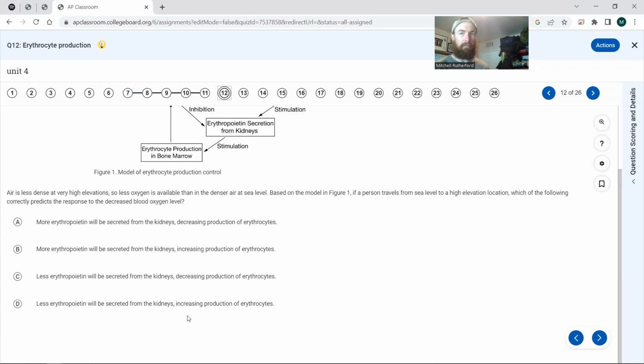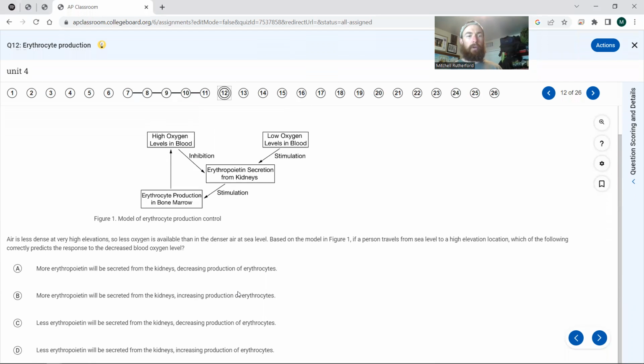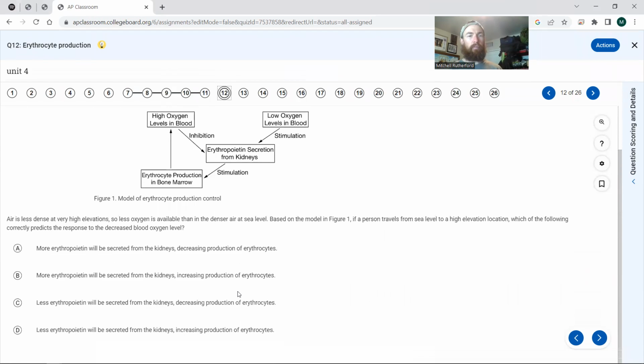This is a classic: find whether it goes up or down, and then does that cause up or down? If you don't know anything about erythrocytes and erythropoietin here, we could just look at the arrows. The arrows say low oxygen levels in blood stimulates secretion from kidneys. Then that stimulates the erythrocyte production in bone marrow. Because I looked at the answers, I'm pretty sure that's what's going on. I haven't even looked at the question yet. I could double check the question because it seems kind of easy to me. Low means secretion, means production of erythrocytes.